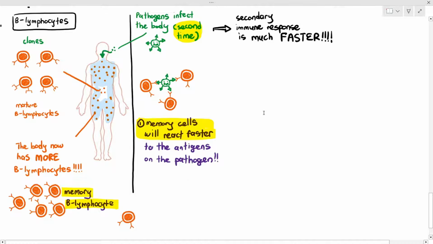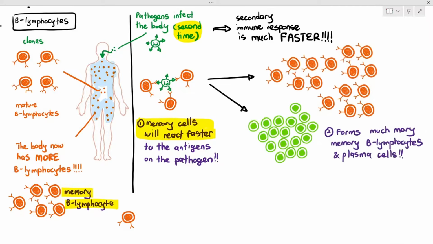If you saw in the first immune response, how many B lymphocytes responded to the pathogen? Only one. But now you have 3 memory B lymphocytes responding, and all 3 of them will undergo clonal expansion. So there is clonal selection of the memory B lymphocytes and clonal expansion. And if all 3 of them undergo clonal expansion, you will produce even more memory B lymphocytes, and you will also produce even more plasma cells, much more plasma cells.